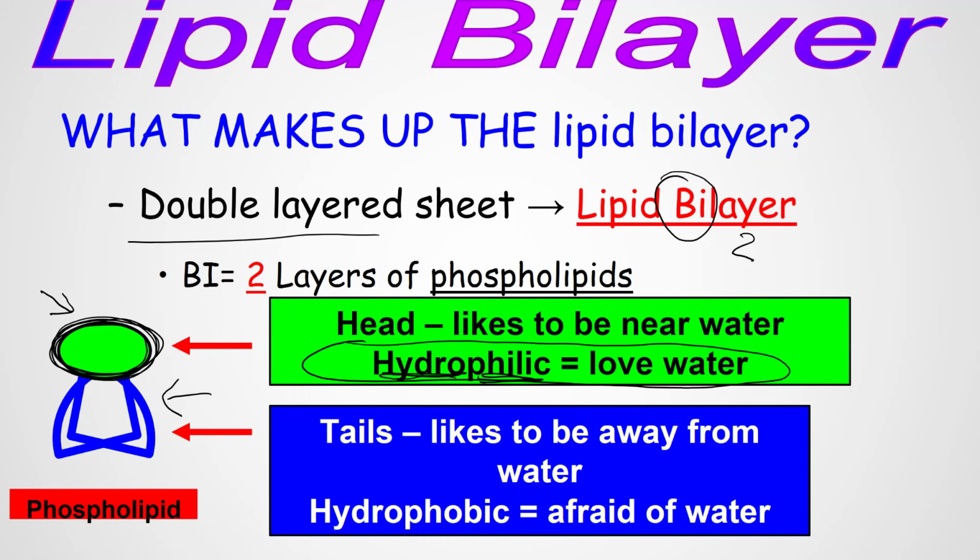Those tails don't like to be near water, so they are called hydrophobic. If you have a phobia, you're scared of something. So hydrophobic, you're scared of water. You don't like to be near water.